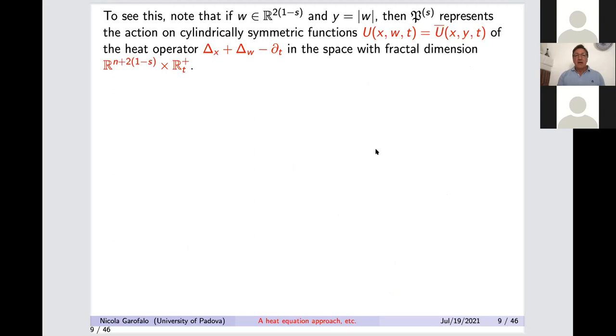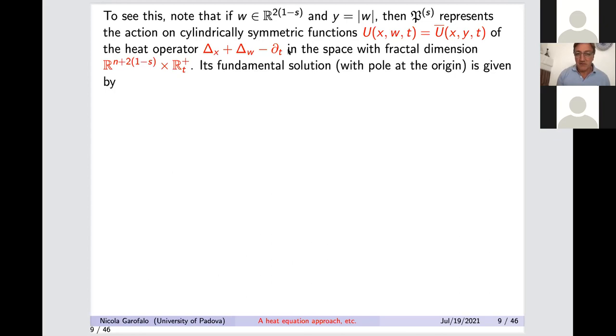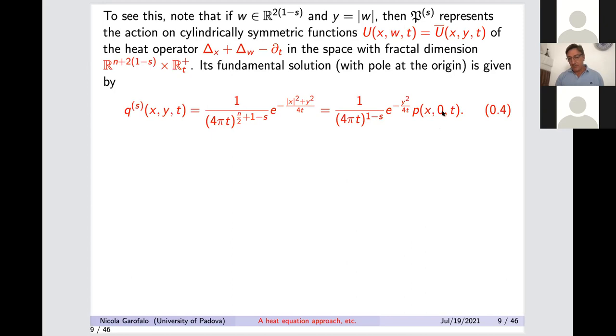Well, first of all, let's notice that if we take W to be a vector in the fractional space R^(2(1-S)), and we denote with y the norm of W, never mind the fact that we're in a fractional Euclidean space, then P_S represents the action on cylindrically symmetric functions in the variable W of the heat operator written here. And we know very well what the fundamental solution of this operator is: the product of two Gaussians. This is the standard Gauss-Weierstrass kernel in the variables x and t, and this is the standard Gauss-Weierstrass kernel in the variables w and t. Remember that y is the norm of w.